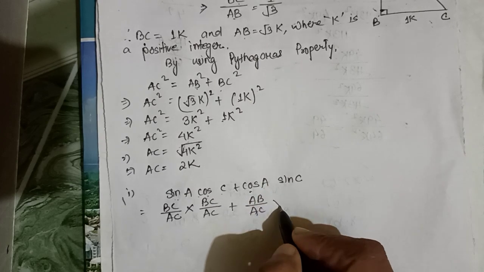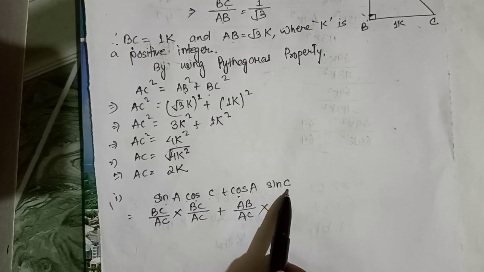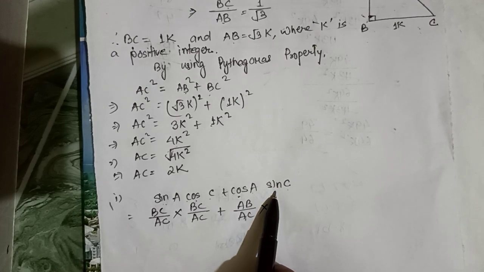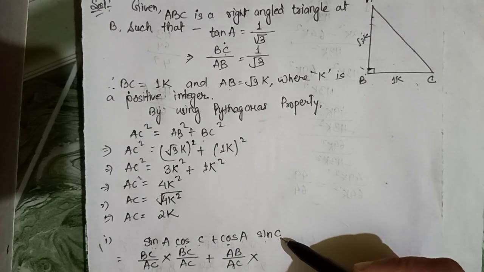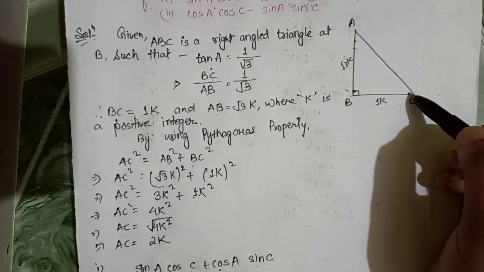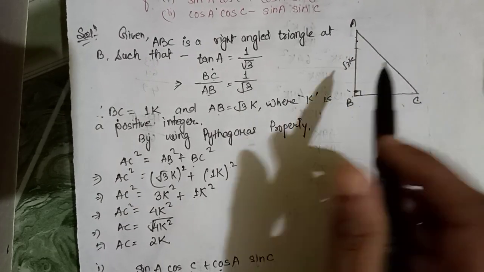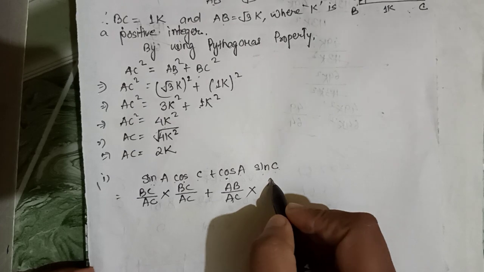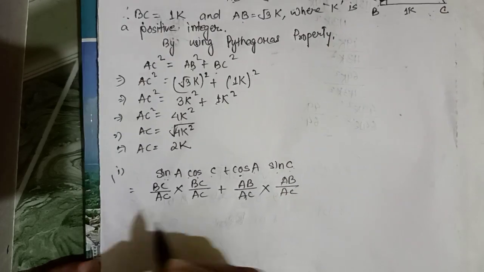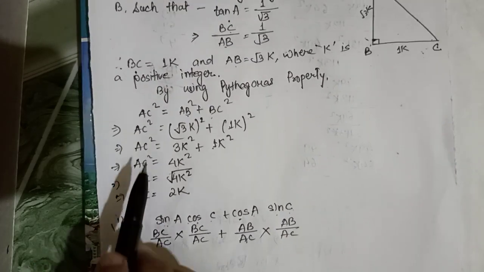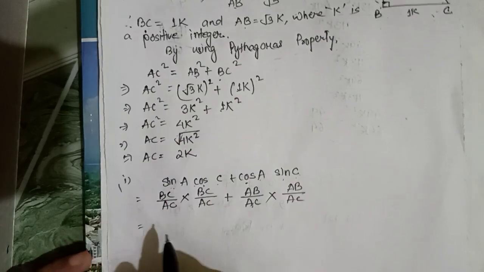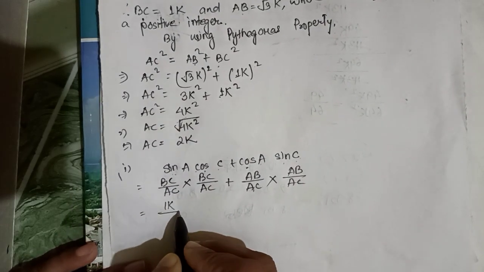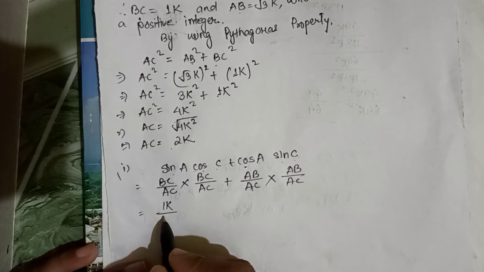In the middle there is no sign, so you have to give a multiply sign. Sin C. Now again we need the formula for sin. It is opposite by hypotenuse and we have to look from C. From C, opposite will be AB and hypotenuse will be AC. AB by AC. We have the value of BC is 1k, so let us write here 1k. AC we have, AC equals 2k.